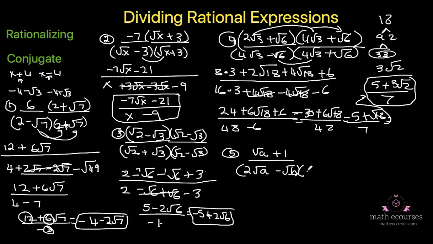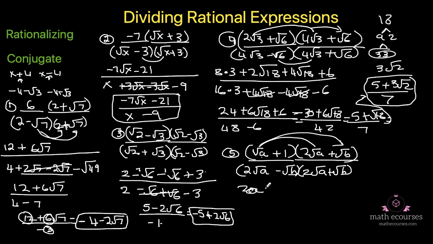Multiply by the conjugate. So that's 2 square root of A plus square root of B. You're going to multiply the same thing here. 2 square root of A plus square root of B. All right, let's start the FOIL process. 2 stays out. Square root of A times square root of A is A, so that's just 2A. Square root of A times square root of B is square root of AB.